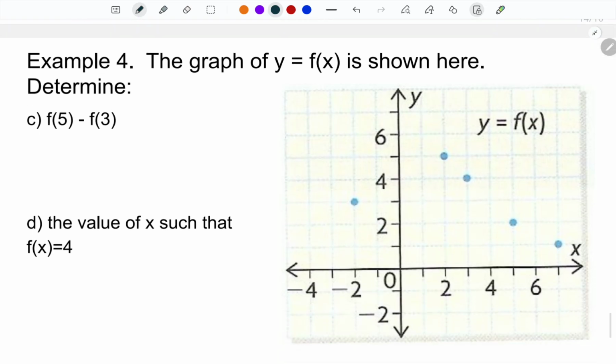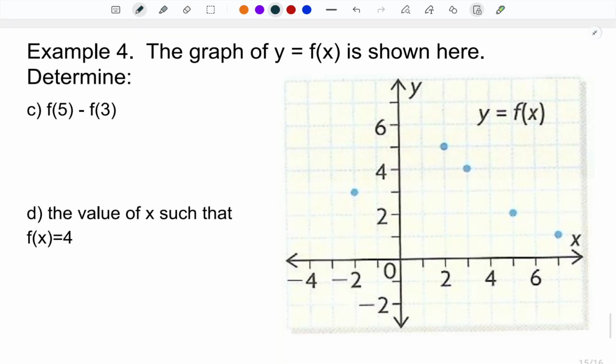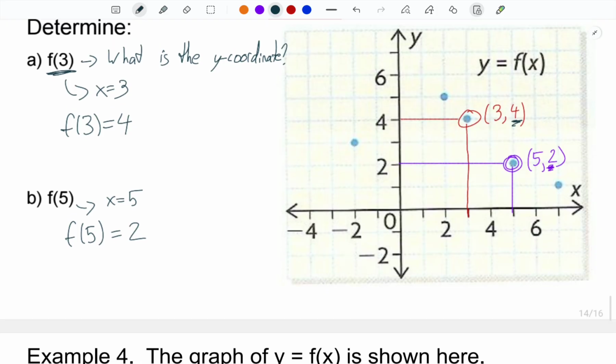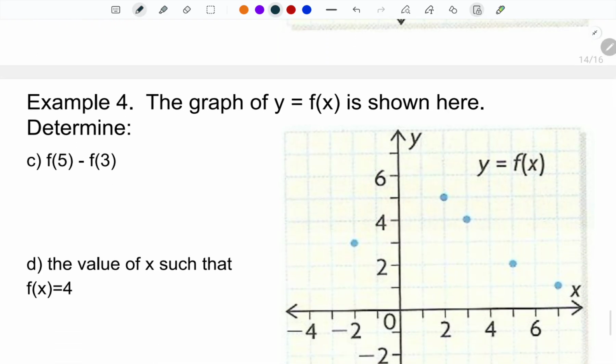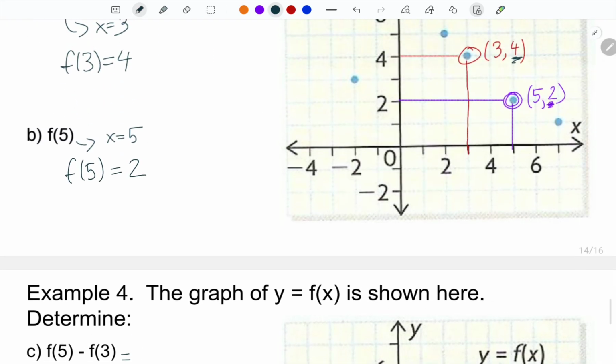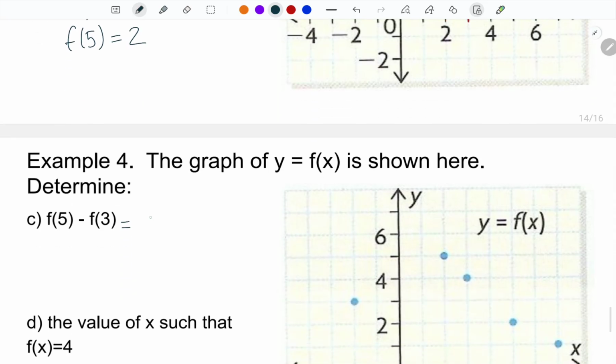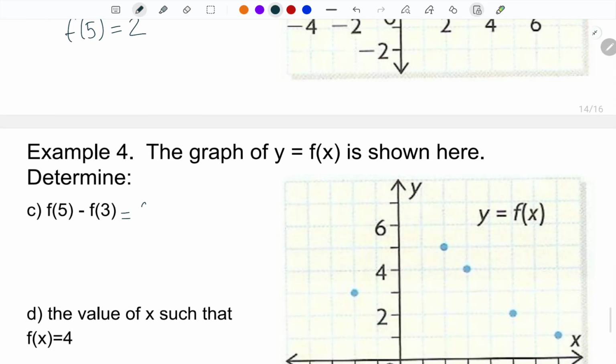Okay, here's where things get a little bit different. It was actually with part D, but part C, we found out f of 3 and f of 5. So again, we can just put those two together. We know that f of 3 is 4 and f of 5 is 2, so we could do 2 minus 4, which is just negative 2. So you're not subtracting the x values inside, you're just evaluating f of 5 first, f of 3, and then getting your answer.